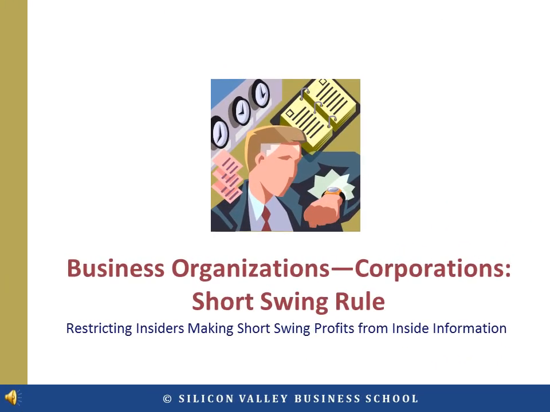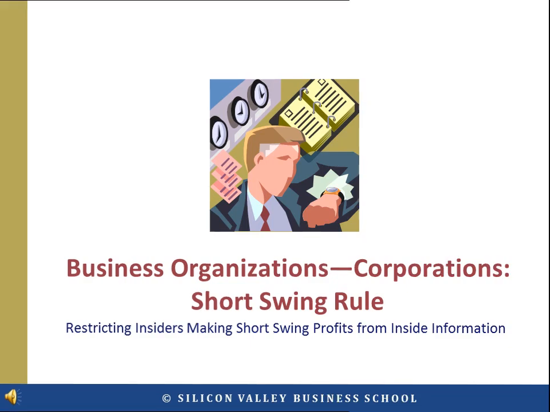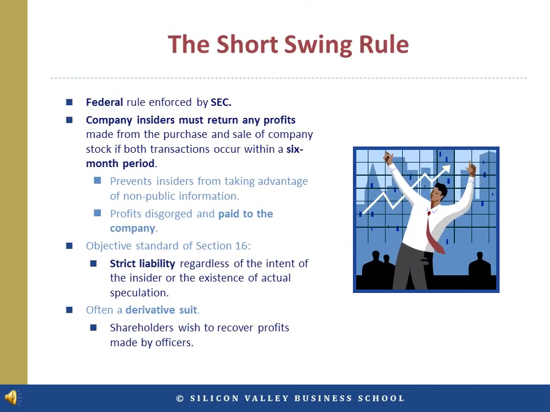Business organizations, the short swing rule, restricting insiders making short swing profits from inside information. The short swing rule, a federal rule enforced by the SEC, requires company insiders to return any profits made from the purchase and sale of company stock if both transactions occur within a 6-month period. The idea is to prevent insiders from taking advantage of non-public information. The profits are disgorged and paid to the company.